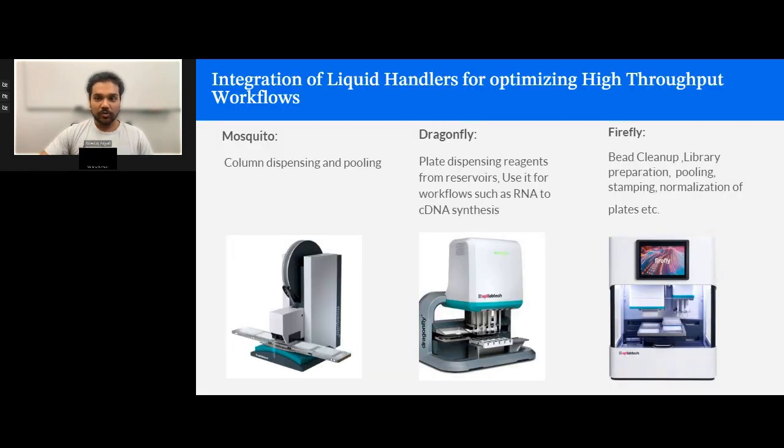The liquid handlers shown here are integrated into our workflows, especially high-throughput workflows. The Mosquito is predominantly used for column dispensing or column pooling. The Dragonfly is used for plate dispensing from reservoirs, so this can be used to automate protocols that require dispensing reagents into plates. The Firefly, which is the most versatile of all three of them, is used for all things that the other two are used for, but also used for bead cleanups, library preparations, pooling, copying, and normalizing plates.